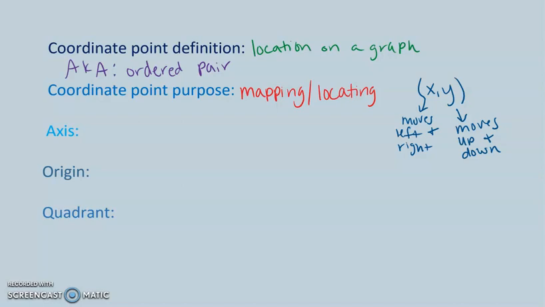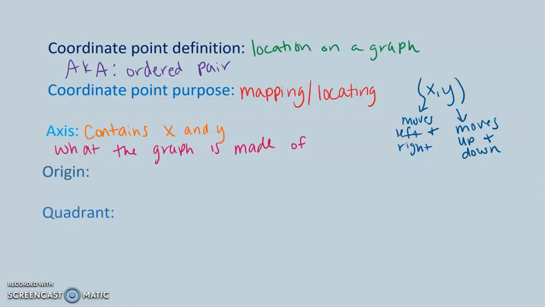The next definition that we have is an axis. And an axis is just either that x-axis, which again is going sideways, or the y-axis, which goes up and down. And it's basically just what our graph is made of to be able to use that mapping and locating.